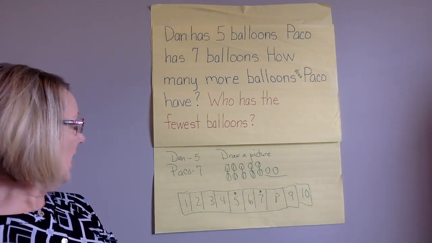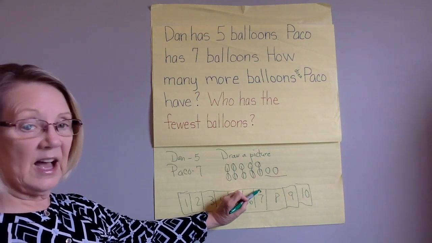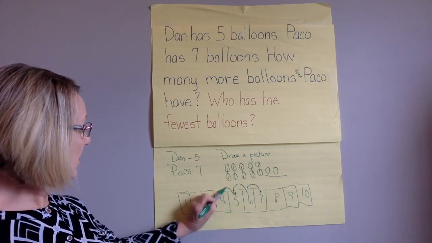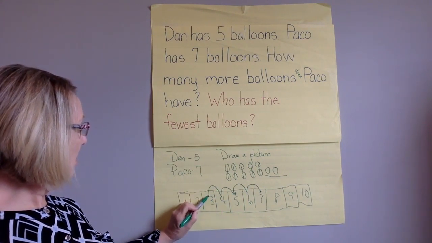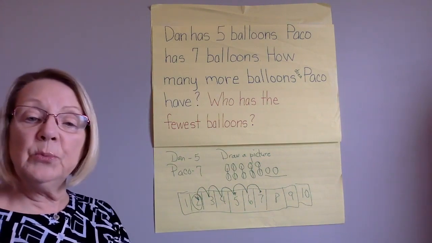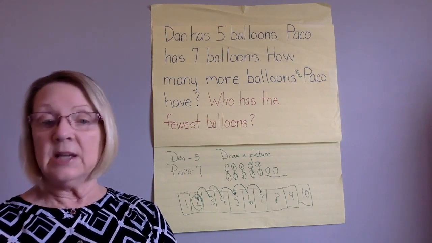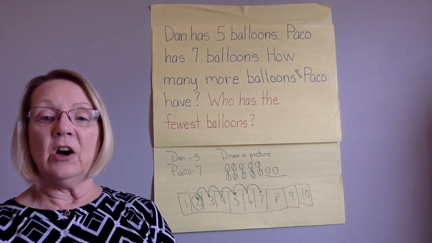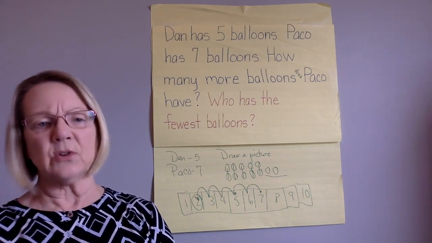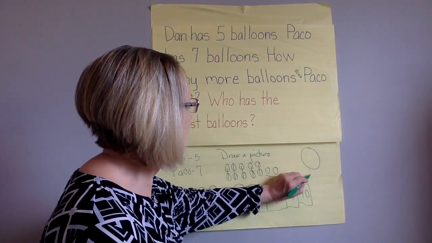Okay, so Paco, we can count back from 7. 5. 1, 2, 3, 4, 5. So Paco has 2 more balloons. So that was one way we could figure it out, by counting back. All right, another way. Oh, yes, that's a great way too. We can use a number bond.